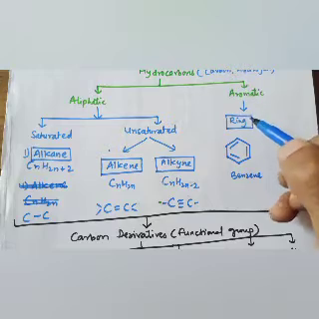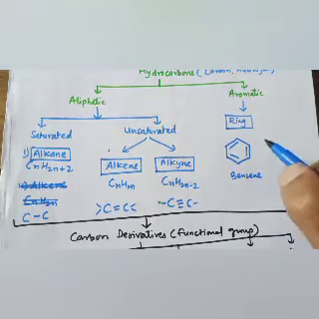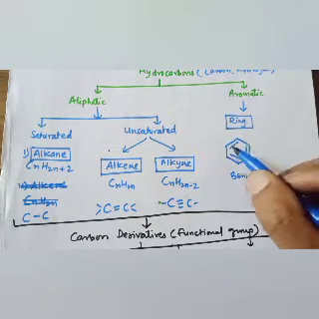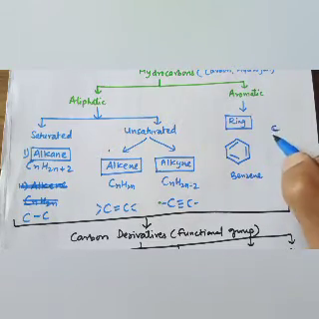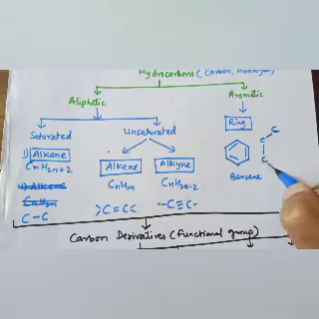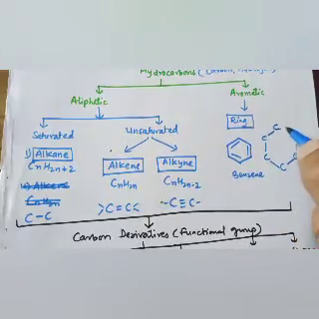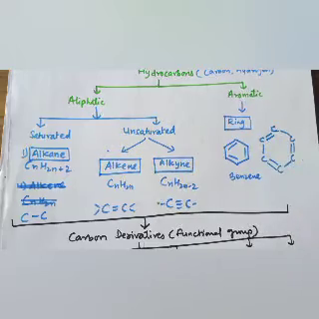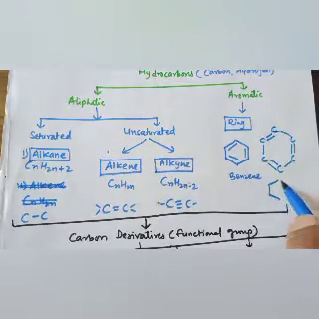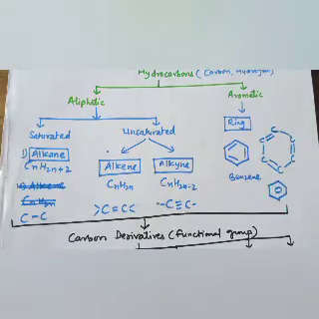Now aromatic is a ring structure. It can be benzene. If I make it in a simple way, benzene is formed like this way: all the 6 carbons are attached in a ring, and at alternate carbons there is a double bond. This kind of ring is called a benzene ring. It can be shown in this way also in some structures.